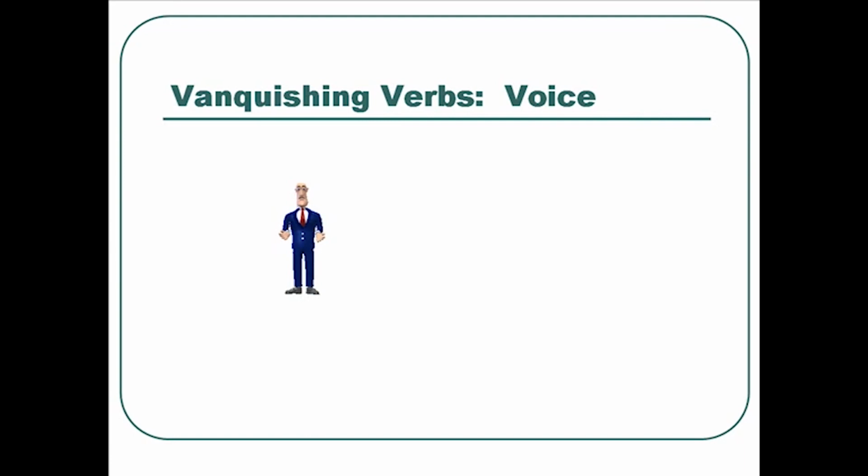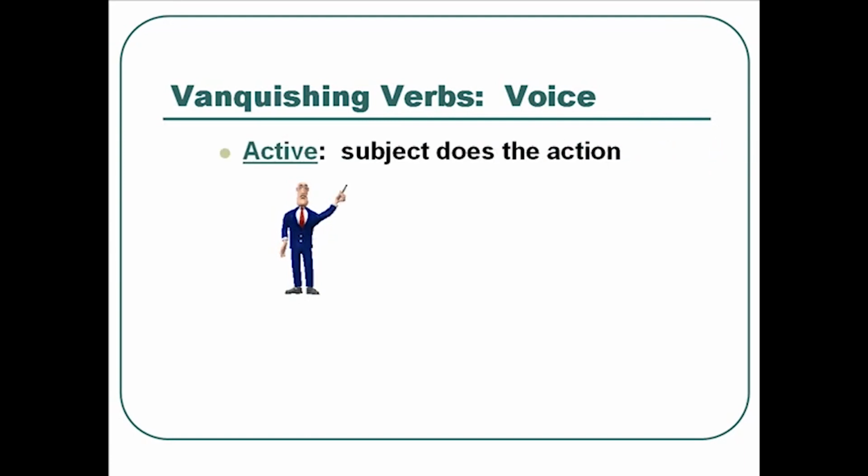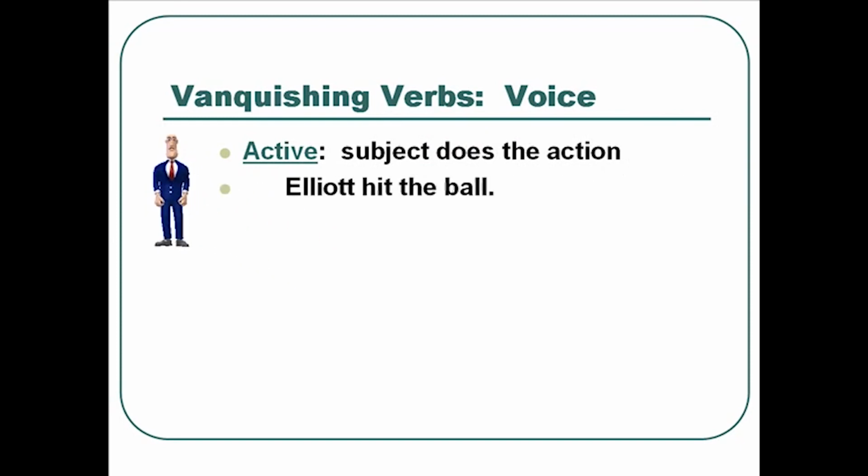Basically, there are three voices in Greek. The active voice is when the subject does the action of the verb. So, for example, Elliot, the subject, hit the ball. Elliot, the subject, does the action of the verb. Elliot hits.